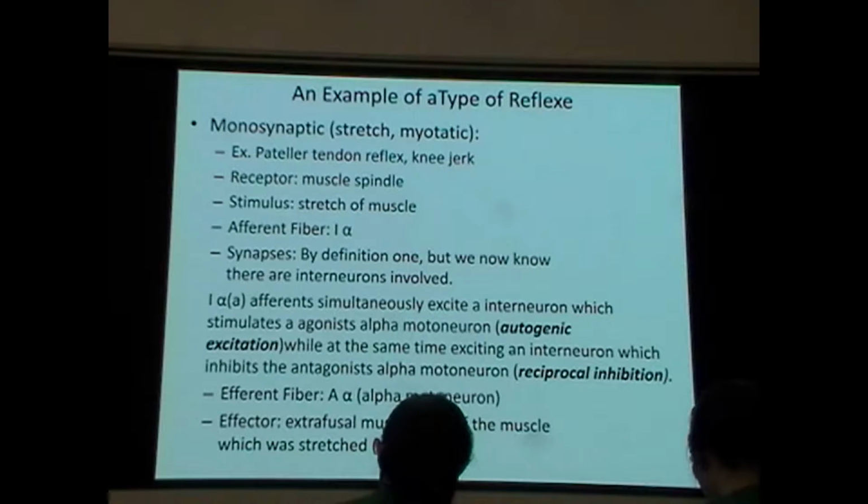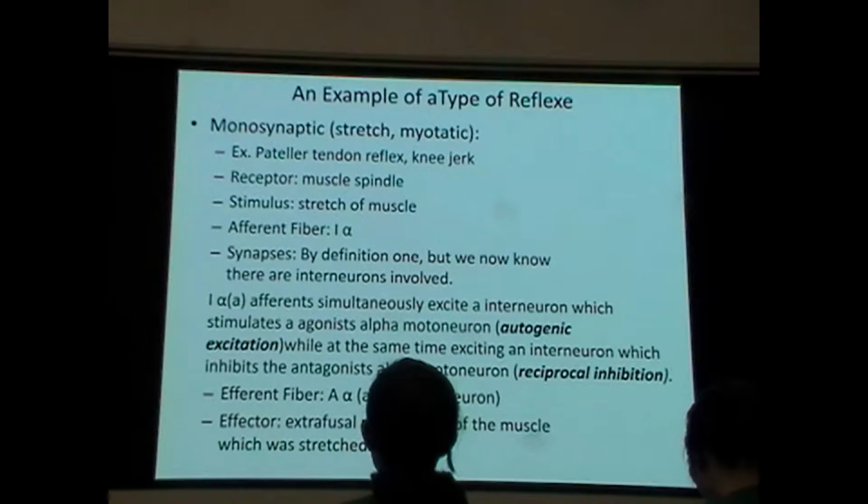By definition, there is only one synapse, and that's something you should remember from your final exam in this. For years and years, before they had the technology to realize there were interneurons involved, they thought it was just the receptor on the end of the 1A afferent fiber stimulating the effector, which was the alpha motor neuron to the muscle that was stretched. But now we know better.